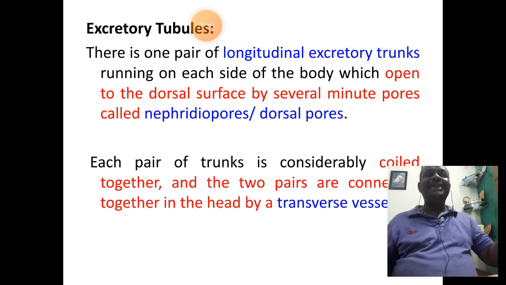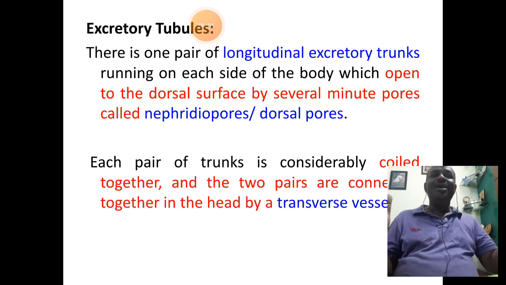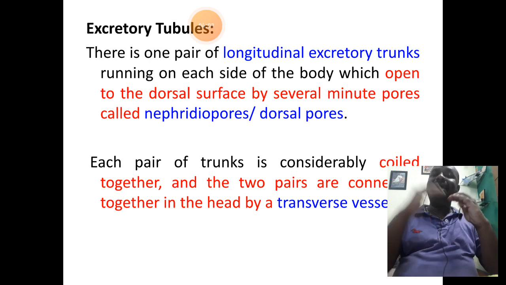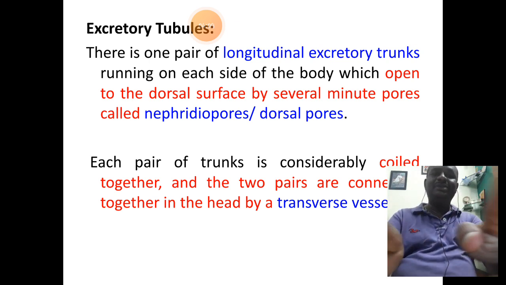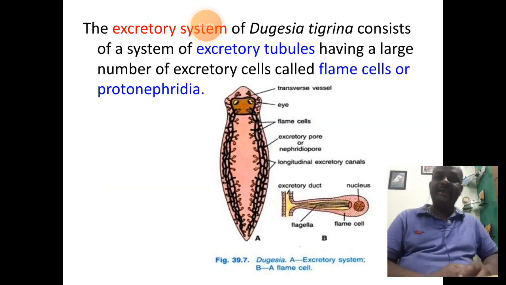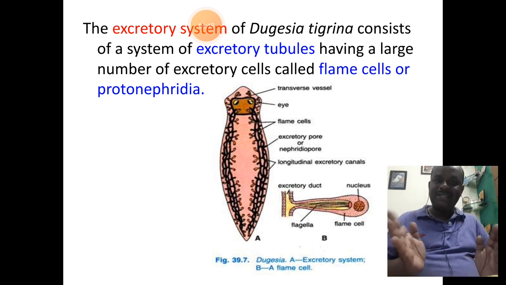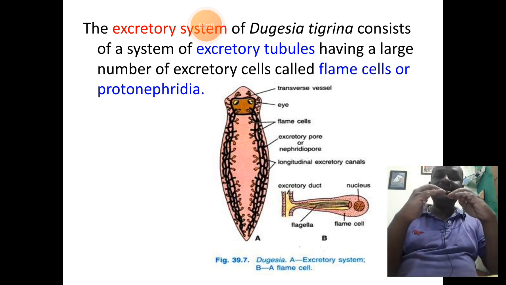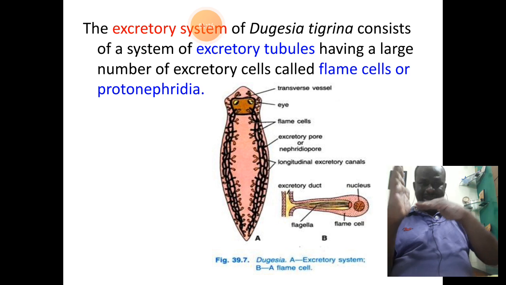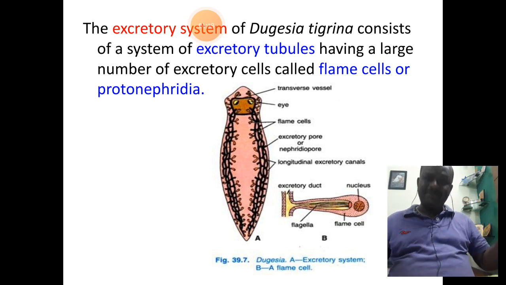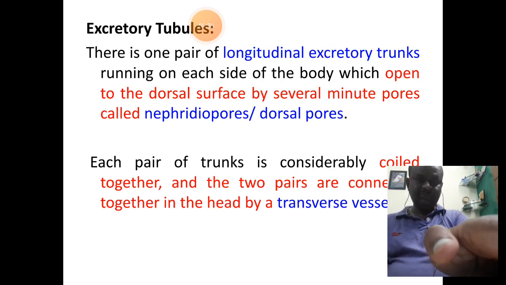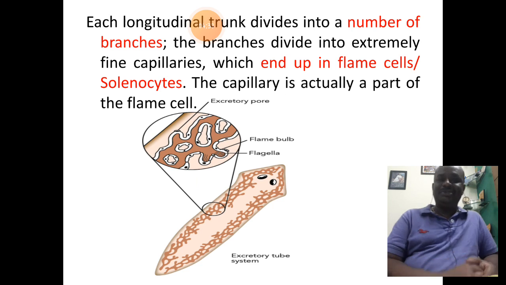So this is about the importance of the excretory trunk. These two trunks of the right and left side of the body are connected with each other at the head region. That is what you find here in the diagram. You can see both the branches of right and left are connected in the head region. It is done by means of a transverse vessel. So right and left side excretory trunks are connected by means of the transverse vessel. So that's about the excretory tubules.